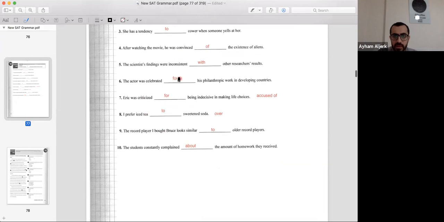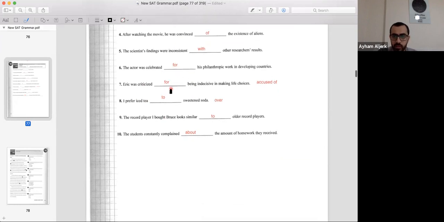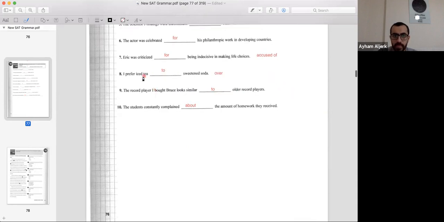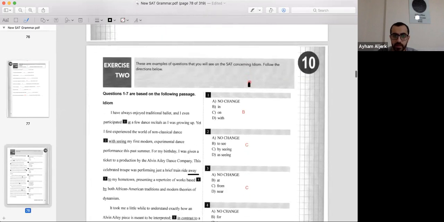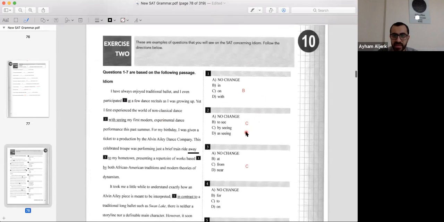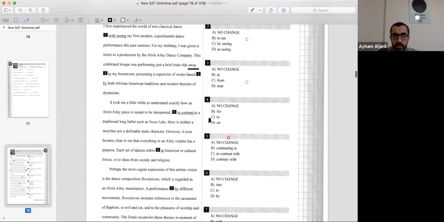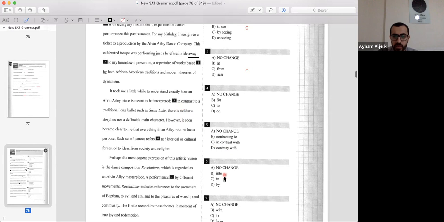He was convinced of, inconsistent with, celebrated for, criticized for, or accused of, if we had accused, prefer something to or over something else, something is similar to something else, and somebody complained about something. And here we said participate in, and you experience something by seeing and away from. Let's do number 4. It took me a little while to understand exactly how an Alvin Ailey piece is meant to be interpreted, in contrast to a traditional long ballet such as Swan Lake. Now, we have in contrast, oh, sorry, I'm doing number 5. So we have in contrast to, for number 5.